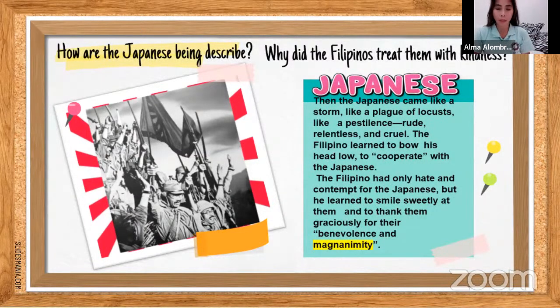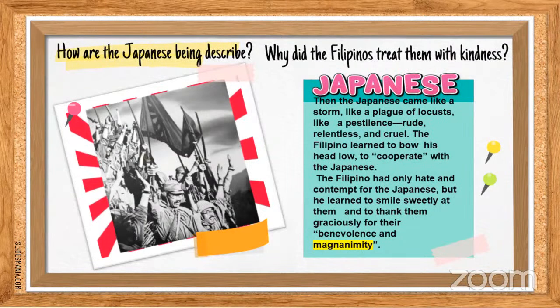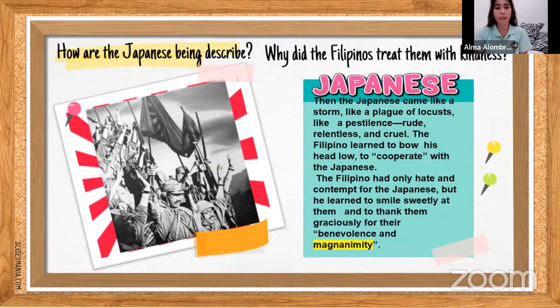How are the Japanese being described? The Japanese were described to be rude, relentless, and cruel. Yes, they are rude, relentless, and cruel. So imagine how our forefathers stood up against their rulers. Imagine the difficulties, the challenges they had to face when the Japanese were here trying to control us. In fact, Magliari also likened them to a storm, a plague, a locust, pestilence. You know something, these are all destructive. So there was nothing about the Japanese that, according to Magliari, was something good for them.